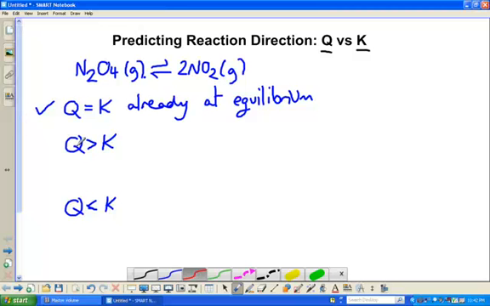So, what this means is that Q is bigger than K. Okay. Q is bigger than K.